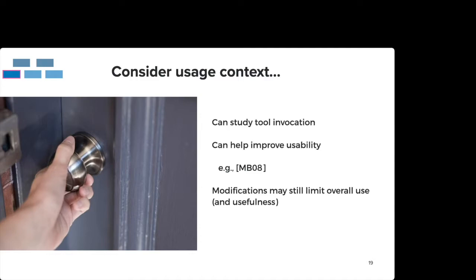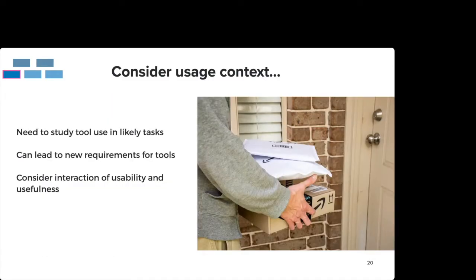Similar studies have been undertaken for refactoring tools, such as when Murphy Hill and colleagues considered how to improve how code is selected when a refactoring tool is invoked. While these studies can be helpful, I contend they are often about fine-tuning a tool that exists, rather than considering if this is the right tool to exist. What I mean by considering usage context in the roadmap is to study the tool in use in likely tasks.